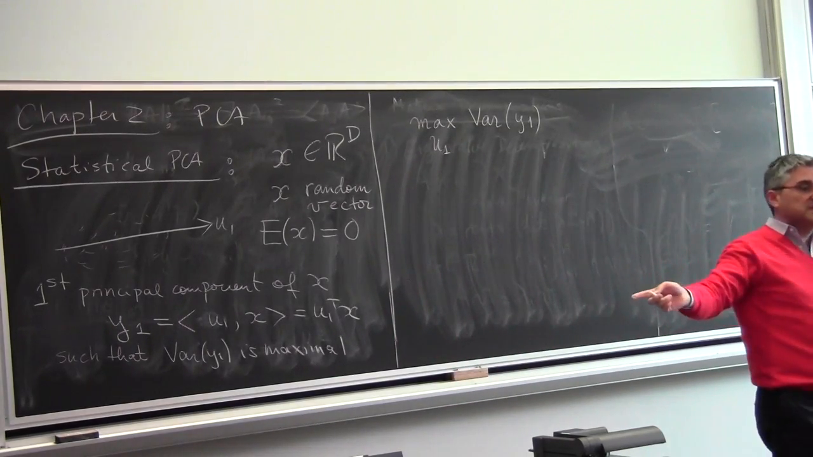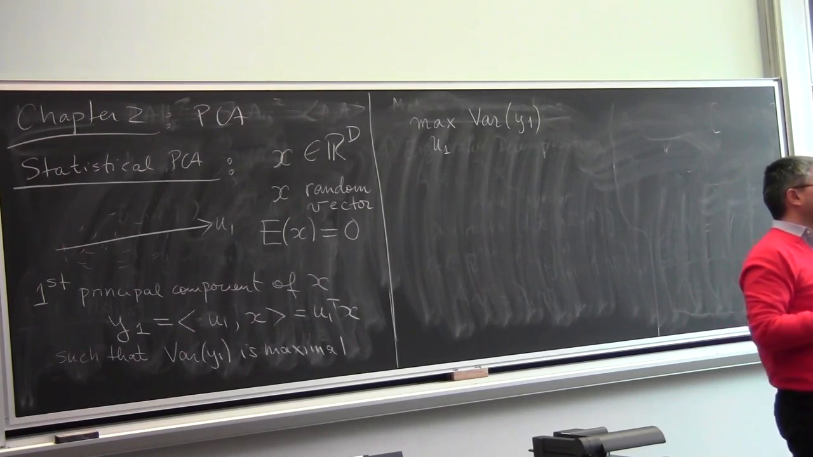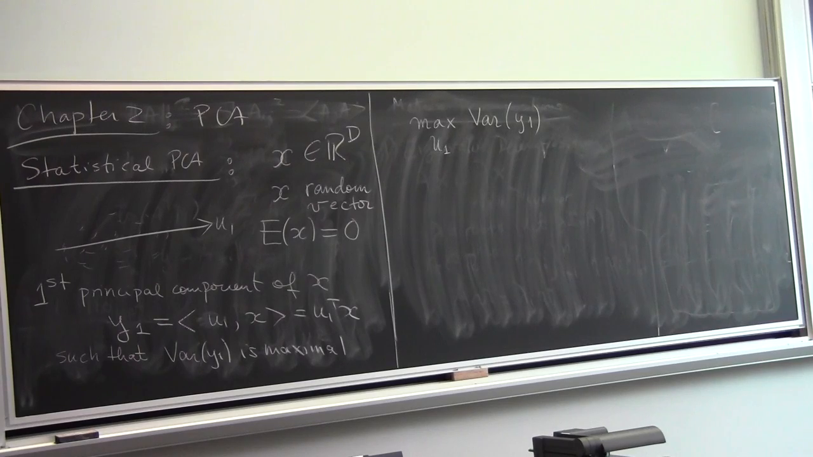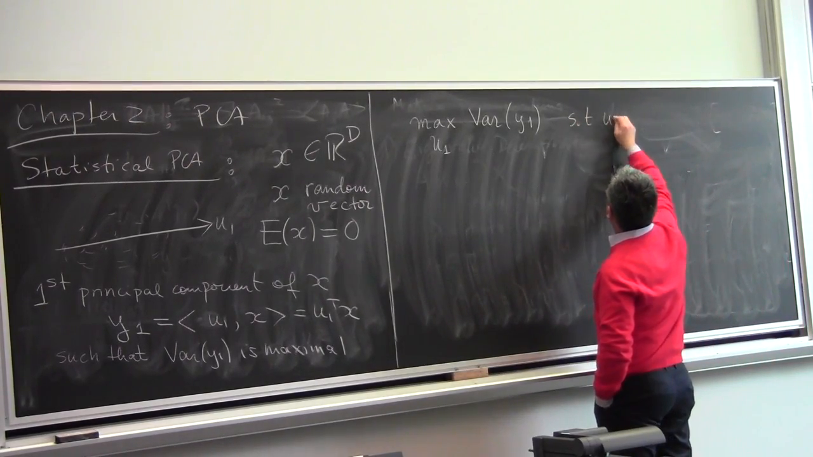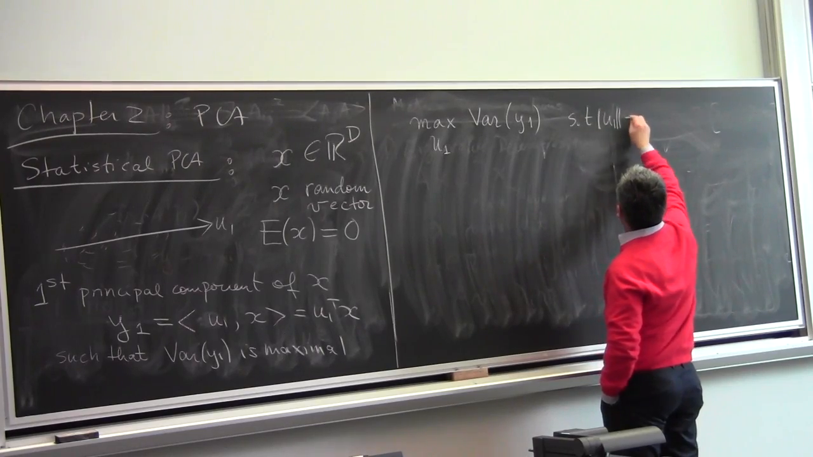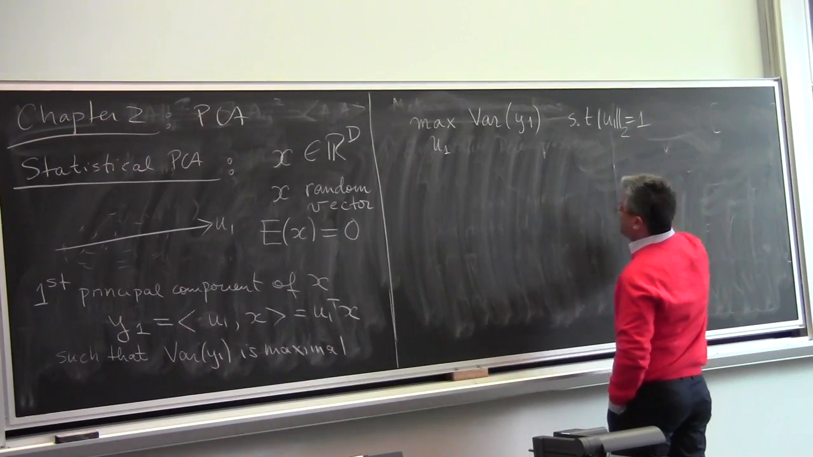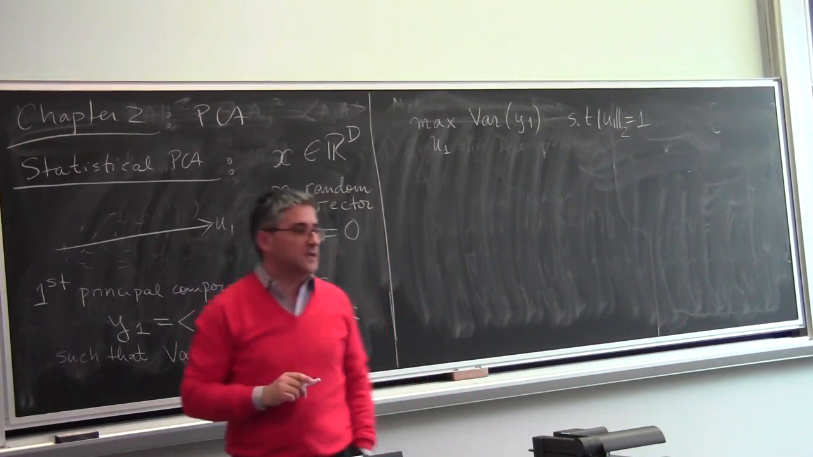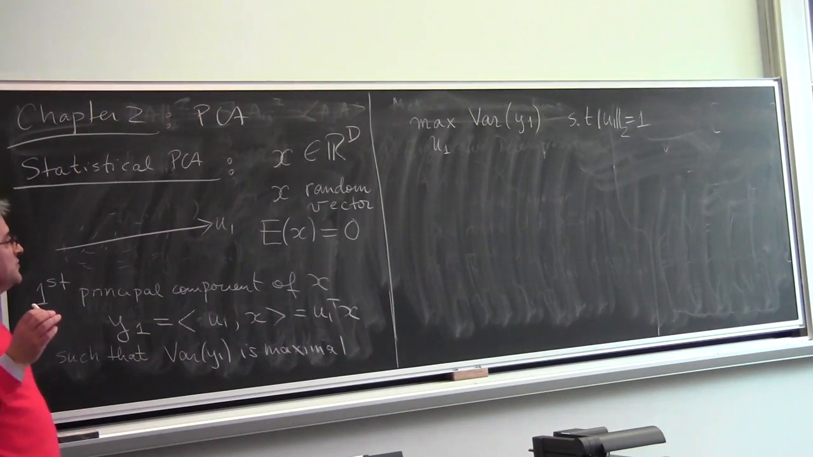But because this vector is a direction, I need to constrain it to be a direction. So what's a typical way to constrain just the direction? I would choose it to be unit norm. And so I'm going to say such that u1 has unit norm. And I can choose any norm, so for convenience, I'm going to choose the 2 norm. Okay, so choose the direction that gives the maximum variance.